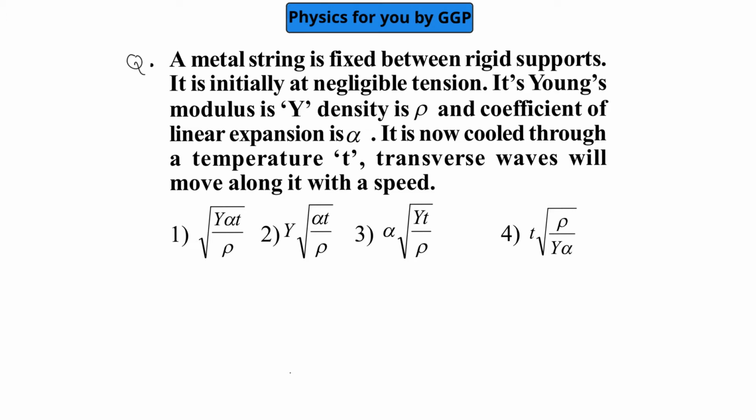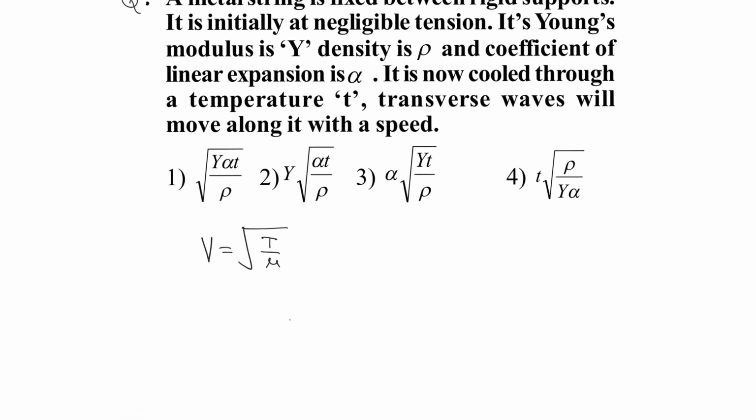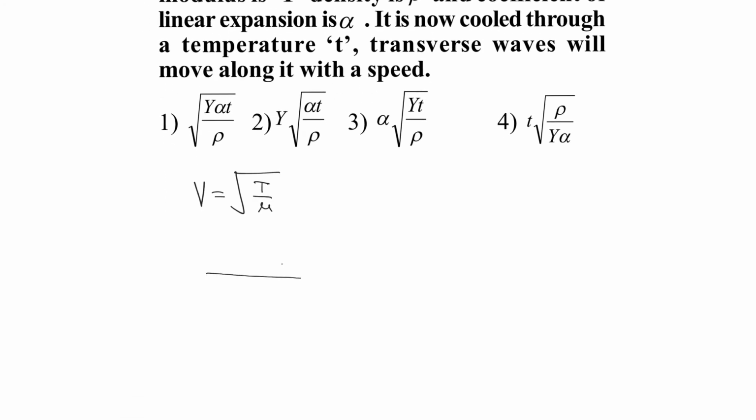So basically our aim is to find out the velocity of the transverse wave. We know the equation for the velocity of a transverse wave is the square root of T divided by mu, where T is the tension developed inside the string and mu is its linear mass density. Initially the length of the string was equal to the distance between the rigid supports, so the tension in the string was 0.